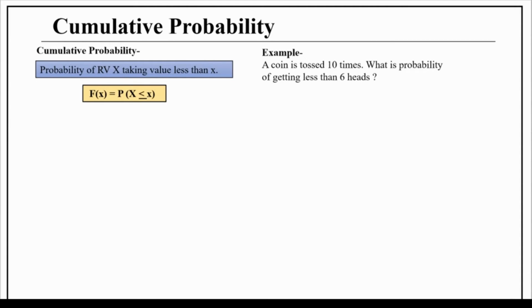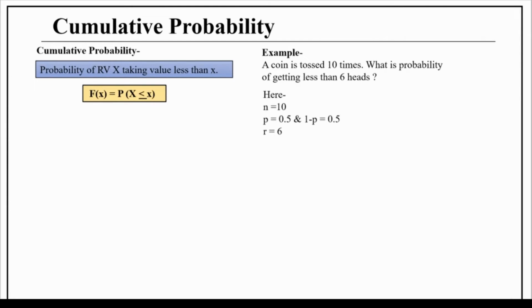Here the question states that a coin is tossed 10 times. What is the probability of getting less than 6 heads? So the given question is based on binomial distribution. Here n is 10, p is 0.5 because when we flip a coin there are two possibilities, that is head and tail. Therefore the probability of getting head is 1 by 2, that is 50%, and small r is 6.